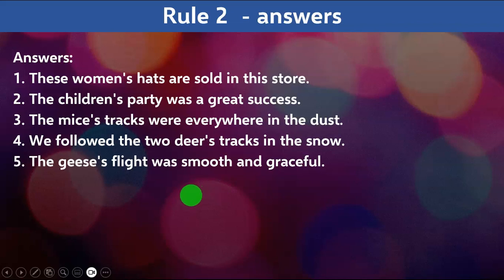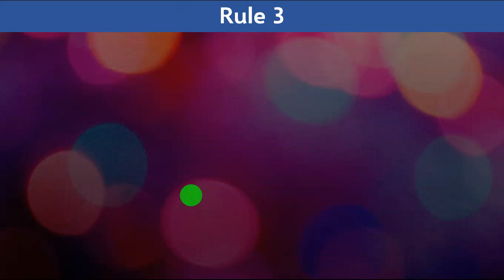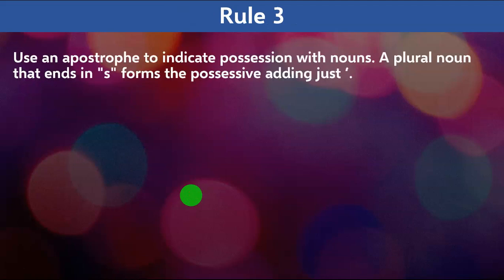Let us move on to rule number 3 for apostrophes. What does rule number 3 say? Use an apostrophe to indicate possession with nouns. A plural noun that ends in an S forms the possessive by adding just the apostrophe sign. Now, this is something you need to remember. A plural noun that ends in the letter S.